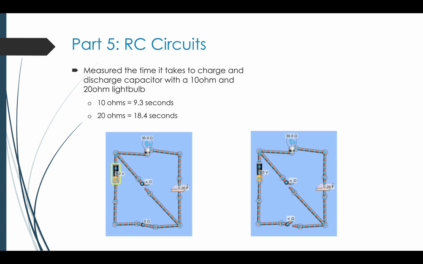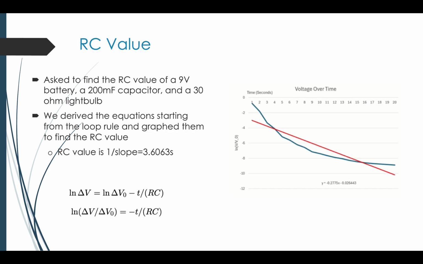And we got that for the 10 ohm light bulb, it took 9.3 seconds to charge and around the same time to discharge. And for the 20 ohm light bulb, it took 18.4 seconds to charge and around the same time to discharge, as they should be relatively equal. And then on the left, we see the charging, and then on the right, we see the discharging.